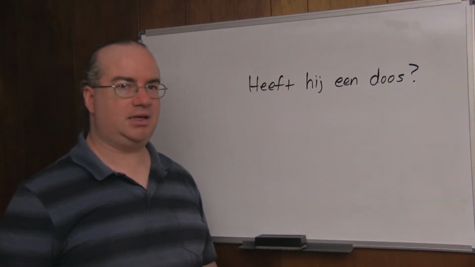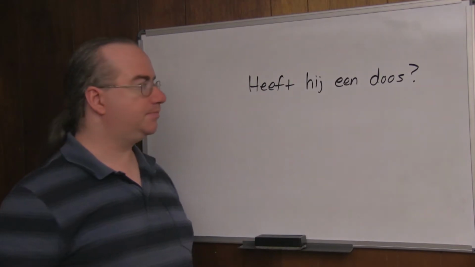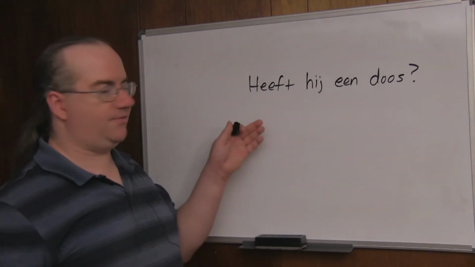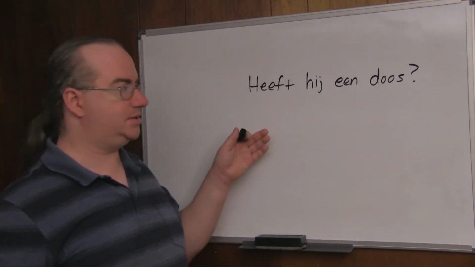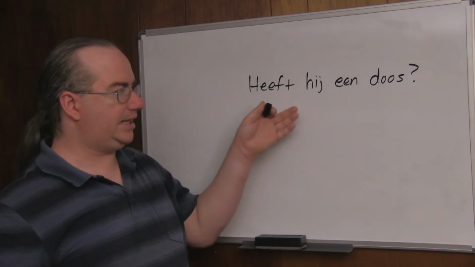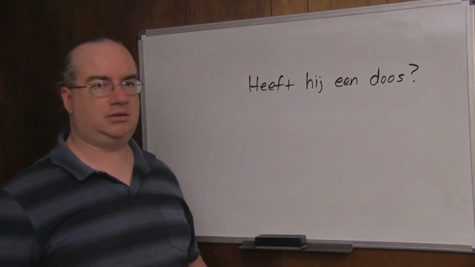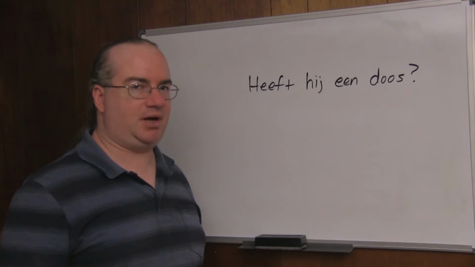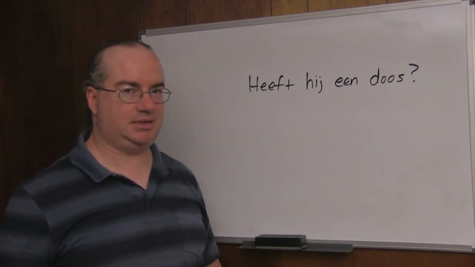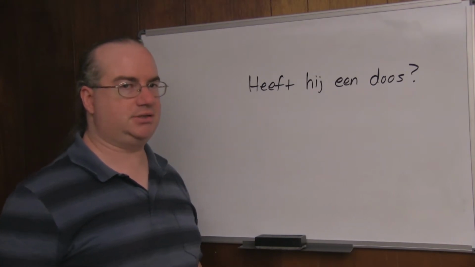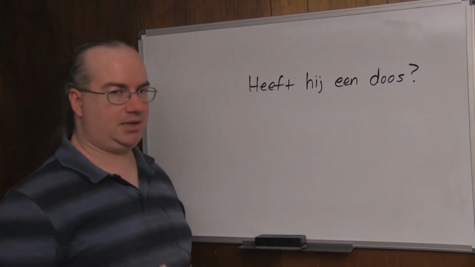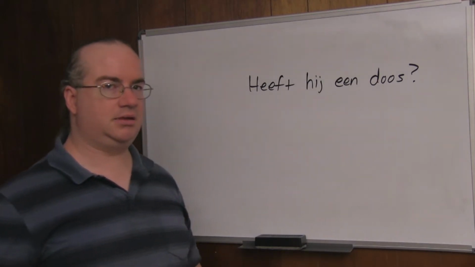Heeft hij een doos? Now, this sentence directly translated says, has he a box? You don't say, does he have a box? We say does in English, but they don't do that in Dutch. Has he a box? Heeft hij een doos?